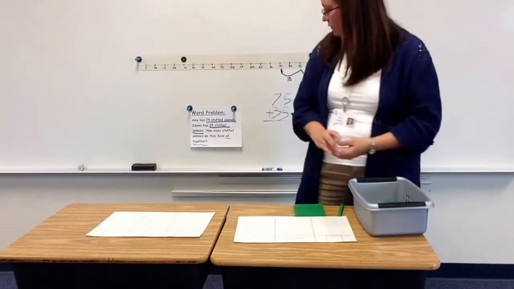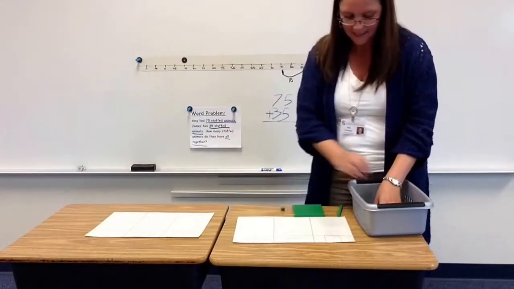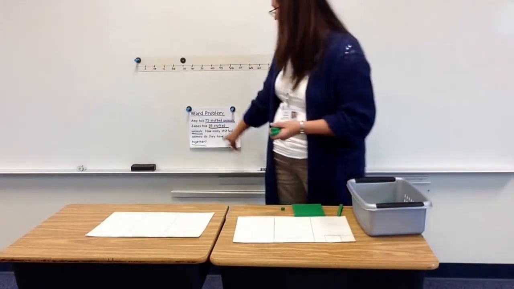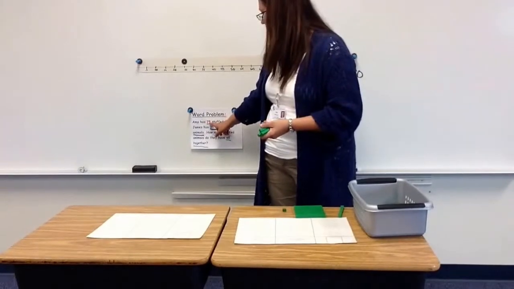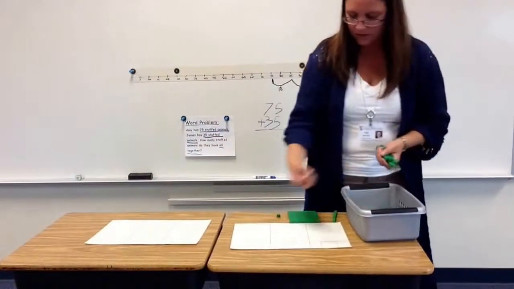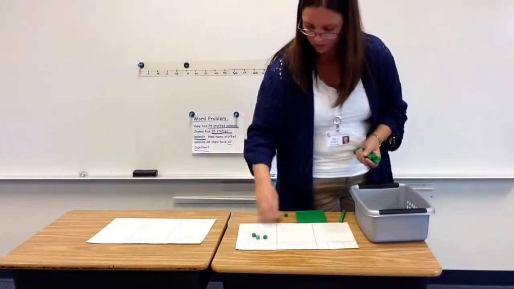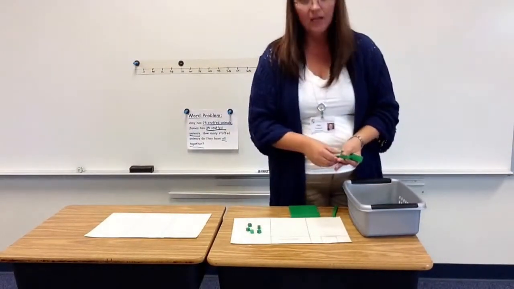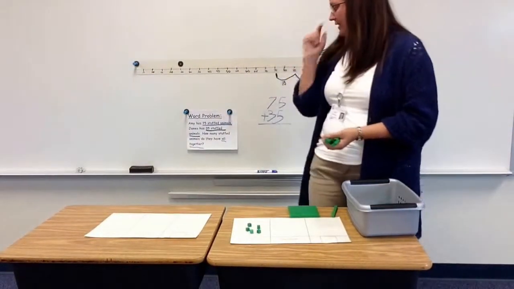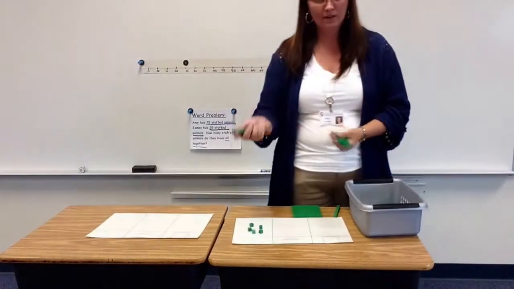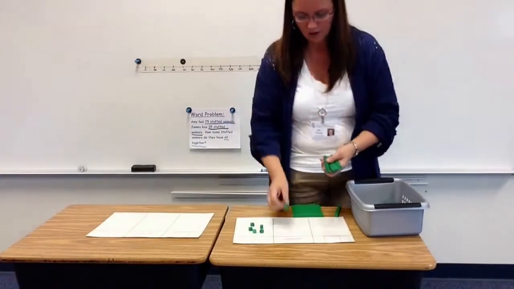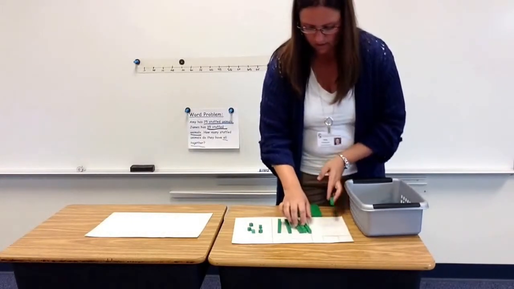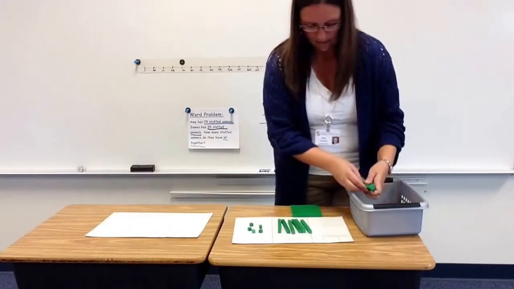Okay, so this first one says that Amy has 75 stuffed animals. So in the ones column, we have 5. Let's go ahead and put out our 1, 2, 3, 4, and 5 ones. In the tens column, we have 7. 7 tens is 70. 1, 2, 3, 4, 5, 6, 7.